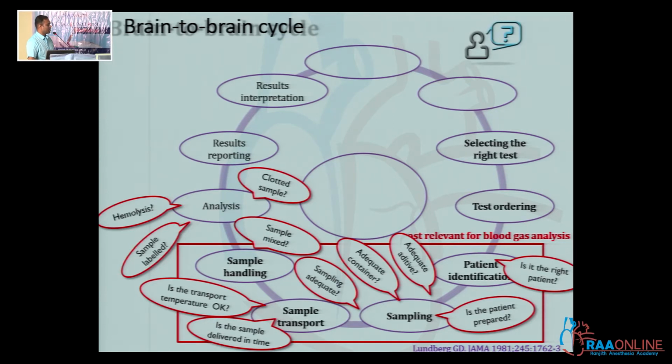Second thing, what amount of additive am I going to use? What amount of heparin, whether it's 5,000 international units or 1,000 units? This will be a doubt in your mind. What type of container? Should it be a 2 ml syringe or 3 ml syringe, or a 1 ml syringe?